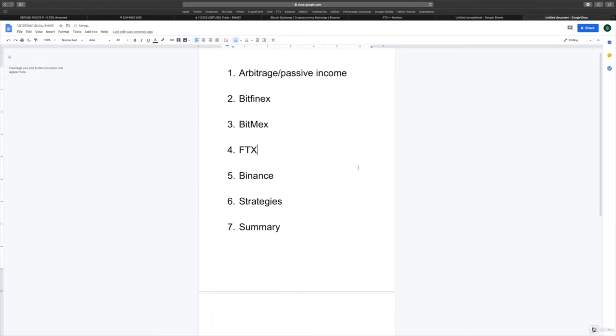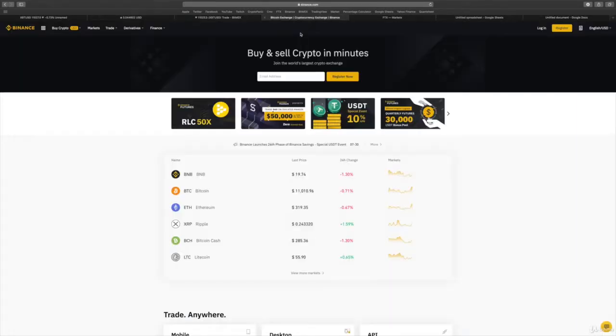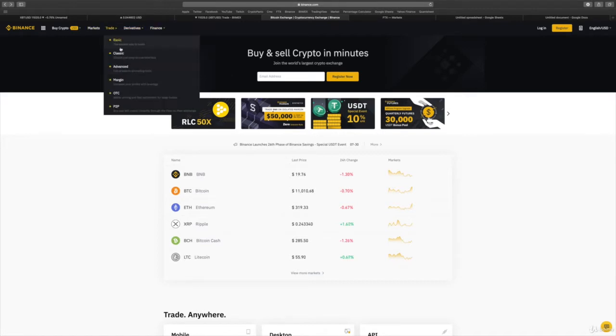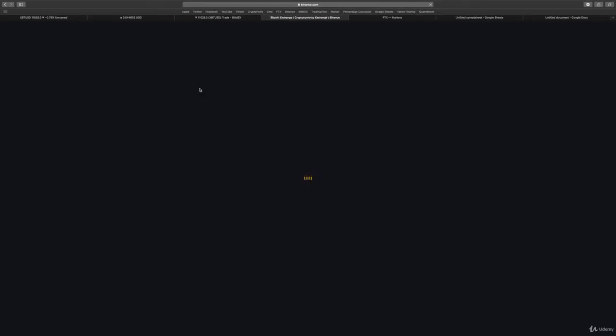Now let's take a look on Binance. I just want to take a look at Binance earlier, then we can take a look at FTX. But now let's go to Binance. On Binance, let's go to trade and let's go to advanced.